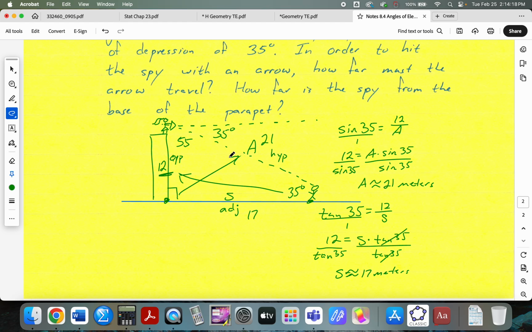Yes, ma'am? You would write, I lost you right there. You would write what? On this, since it didn't say what to round it to, I would write an approximately equal sign to let everyone know. If it tells you what to round it to, you can put a regular equal sign and that's okay. Because it told you what to round it to, so you're saying this is my answer rounded to whatever the problem said to do. It's a good question.